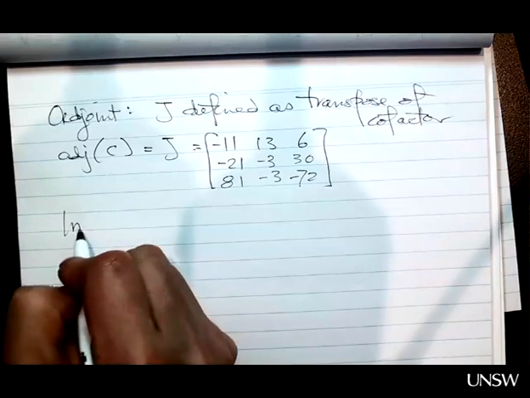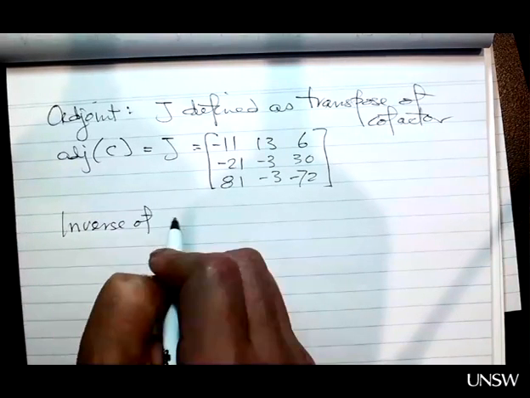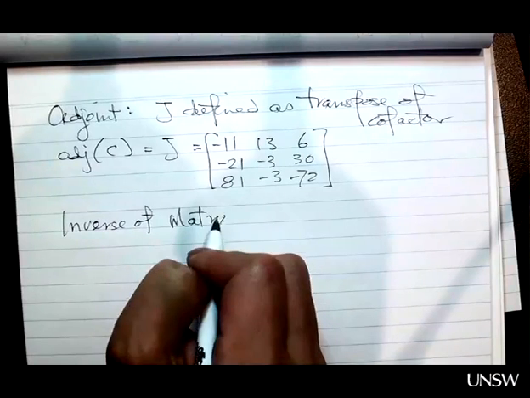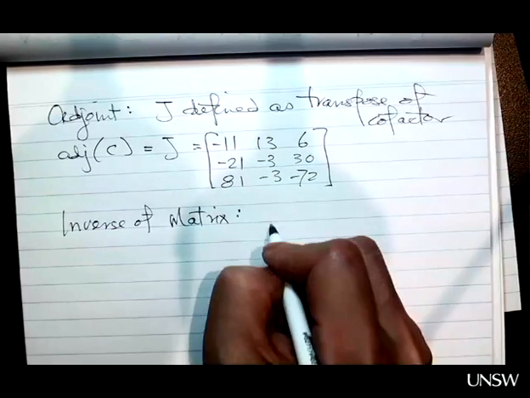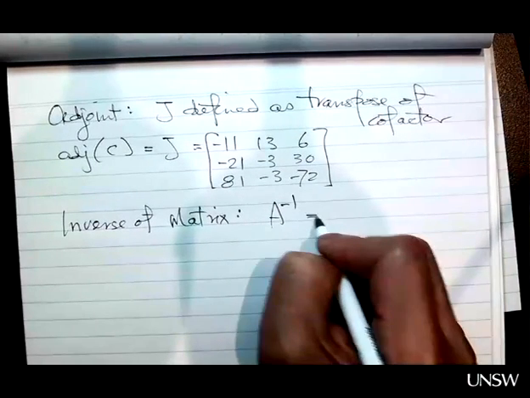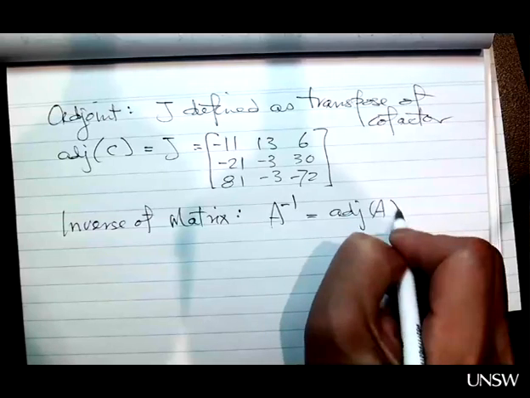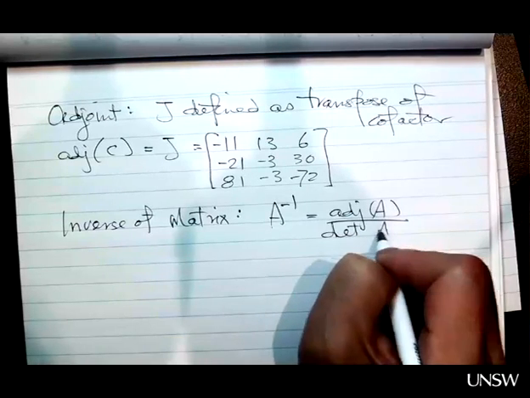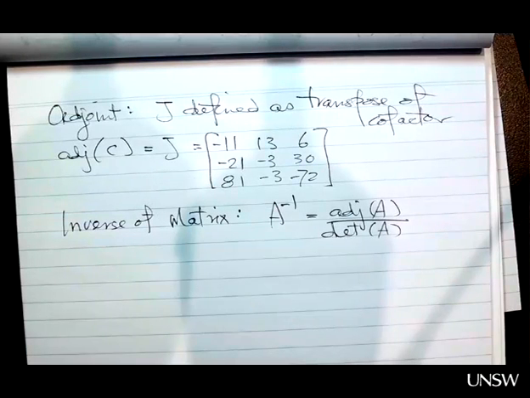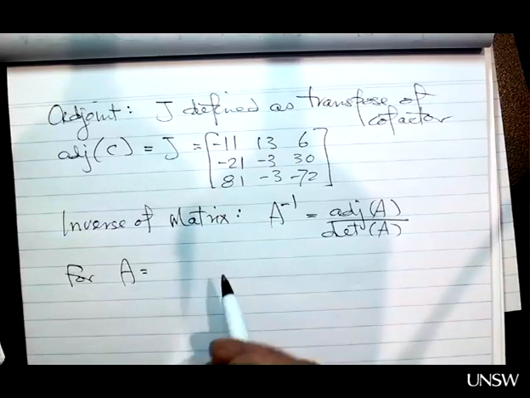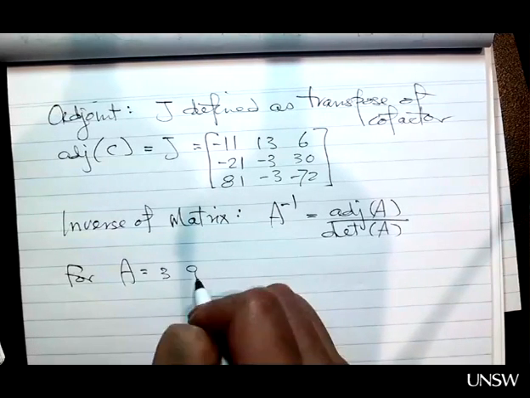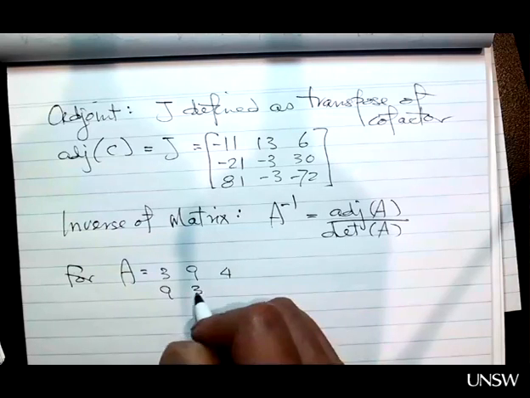Then the inverse of a matrix. The inverse of a matrix is defined as, for example, if the matrix is A, the inverse is the adjoint matrix of A divided by the determinant of A. So for A equals this one, 3, 9, 4, 9, 3, 2.